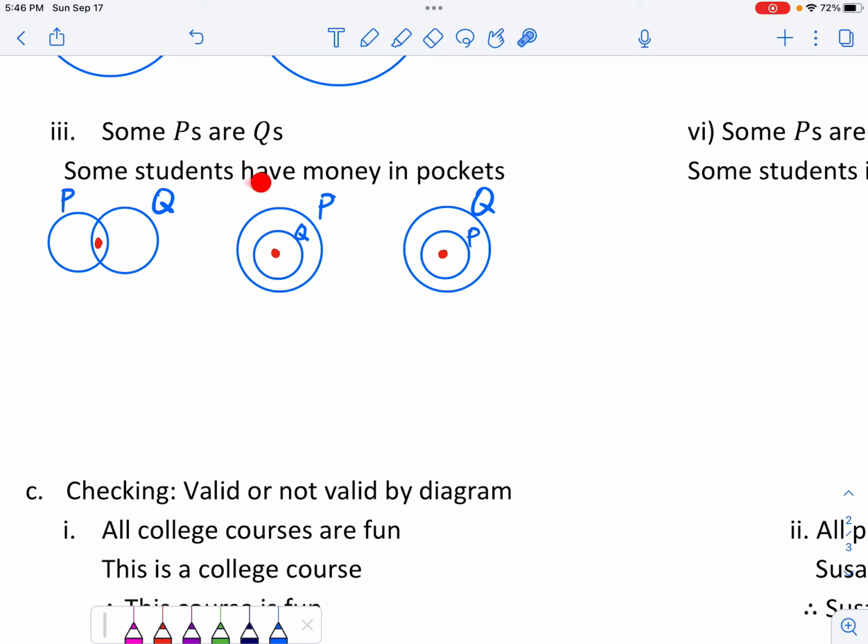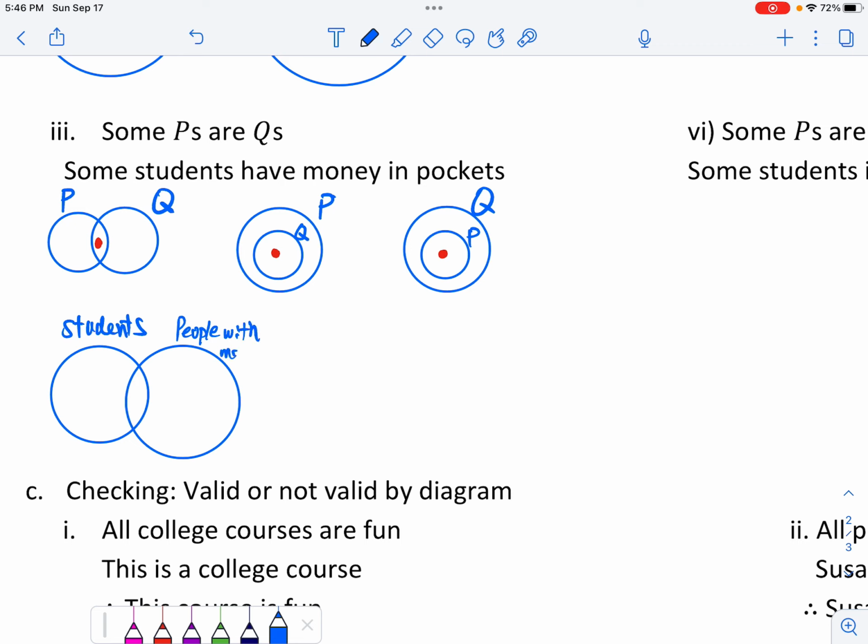So here, some students have money in their pockets. I'm going to draw the first circle to represent students, and then draw the second circle to represent people with money, money in their pockets.